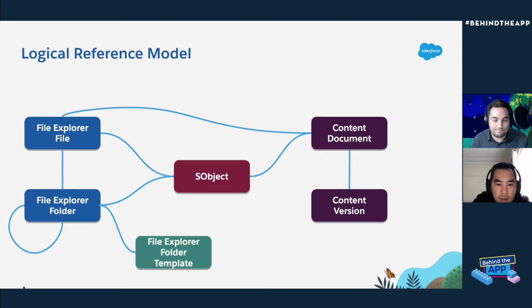The File Explorer Folder Template is an auxiliary custom object that we've created that is basically a conduit to hold a folder structure that can be reused in the other downstream records. And that's where I've put the S object in the middle that represents any Salesforce record that can associate files. You can then have a File Explorer object model associated as well.